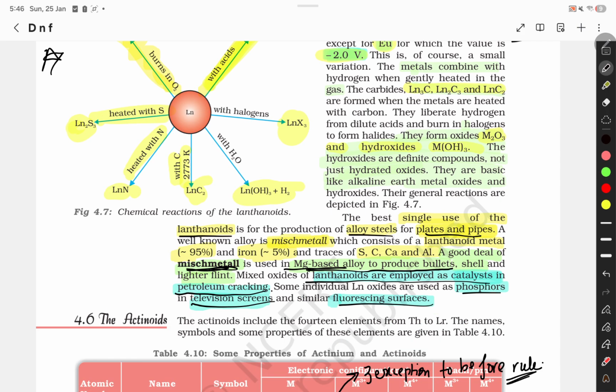Lanthanoids are used in the production of alloy steel for plates and pipes. Mish metal is a lanthanoid metal, 95%, with 5% iron and traces of others. A good deal of mish metal is used in Mg-based alloy to produce bullets, shells, and lighter flint. Mixed oxides of lanthanoids are employed as catalysts in petroleum cracking. Lanthanoid oxides are used as phosphors in television screens and similar fluorescing surfaces.